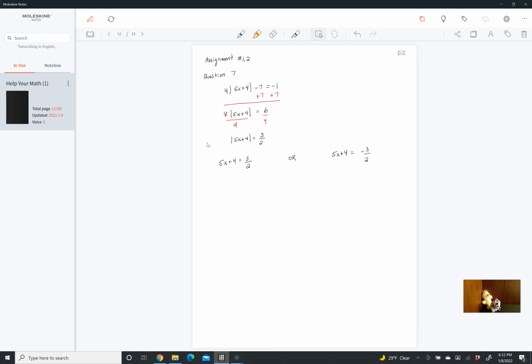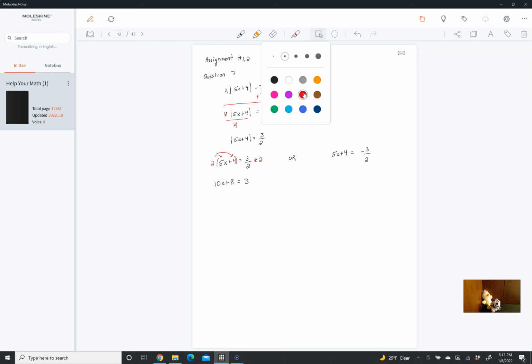Well, let's take the equation on the left first. Let's make our lives a little bit simpler, get rid of this fraction by multiplying everything by 2. So we're going to multiply by 2 on the right and on the left. Don't forget to put parentheses, because you're going to have to distribute that 2. So on the left, we get 10x plus 8 is equal to 3. So now we have a much simpler equation because we don't have to worry about fractions.